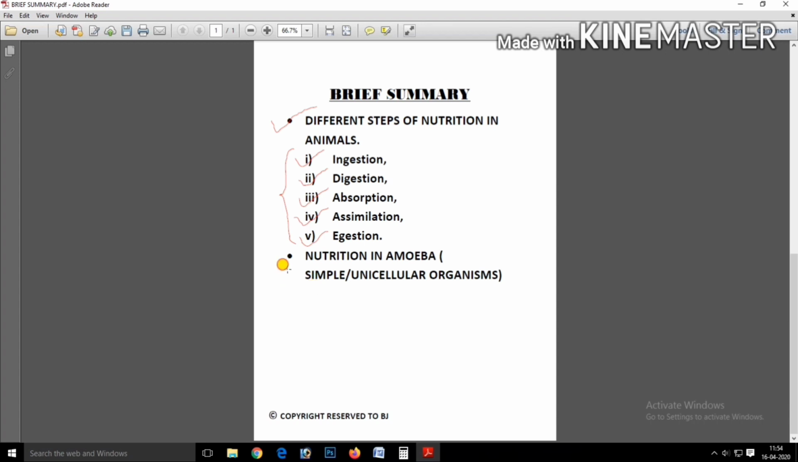The second thing we have learned is nutrition in amoeba, which is a simple unicellular organism. Now amoeba also completes their nutrition in these 5 steps.